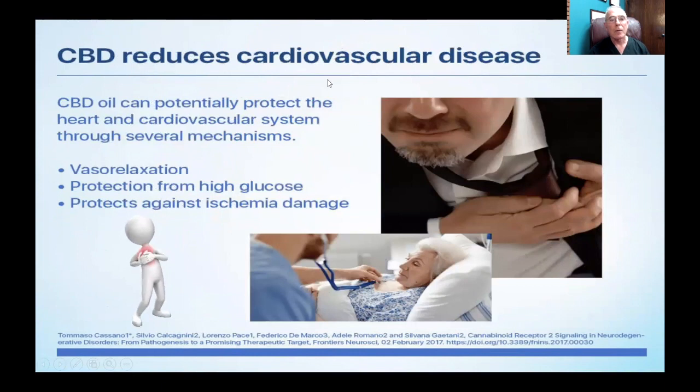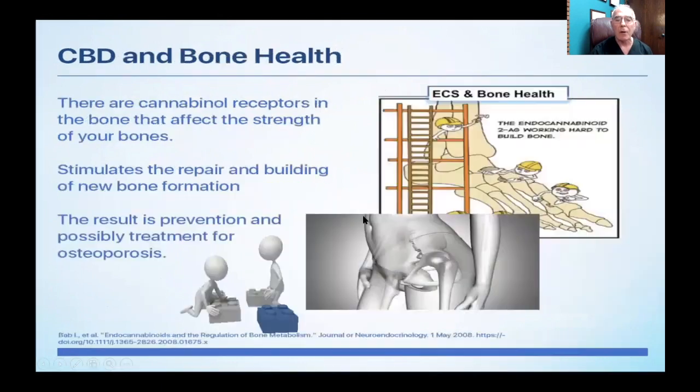What about the heart? Well, it just so happens that CBD can reduce cardiovascular disease through multiple pathways, but the primary one is by vasodilation. So you have less of a chance of having a heart attack, it dilates the vessels, so you get better blood supply. It also protects against high glucose lows, which can cause some damage, and also ischemic damage, the lack of oxygen there. All these are protective effects. A lot of them have to do with the inflammatory reaction that occurs once you have a heart attack.